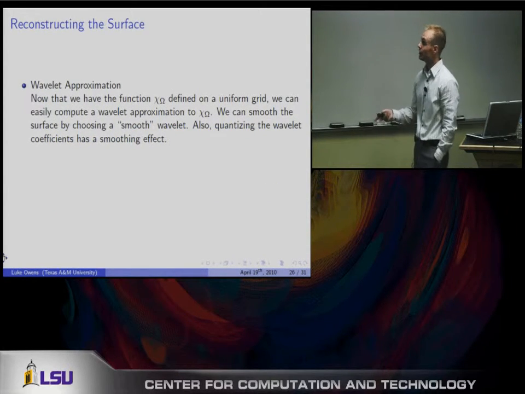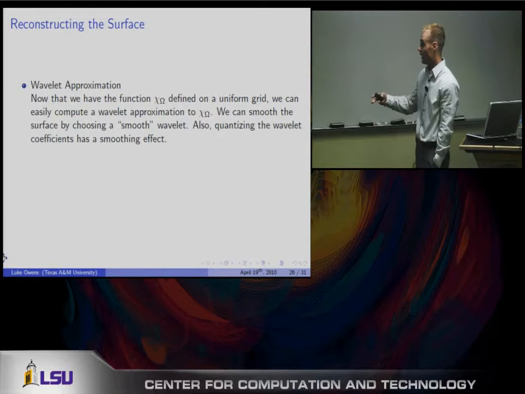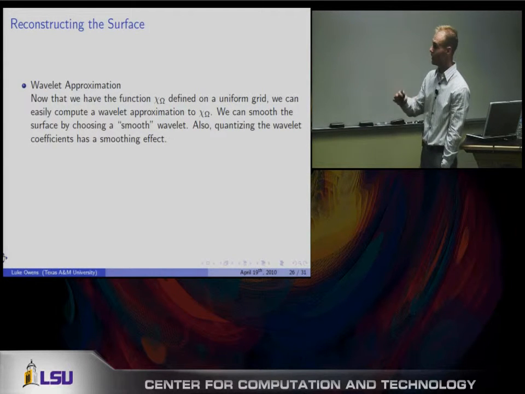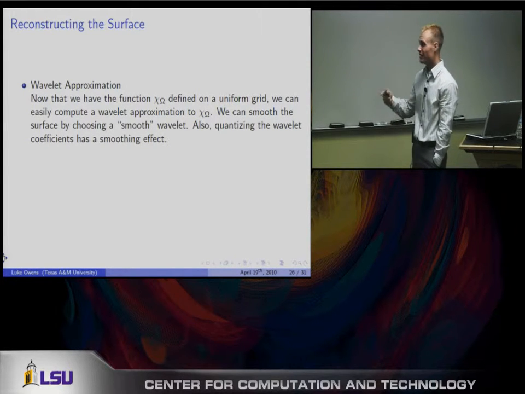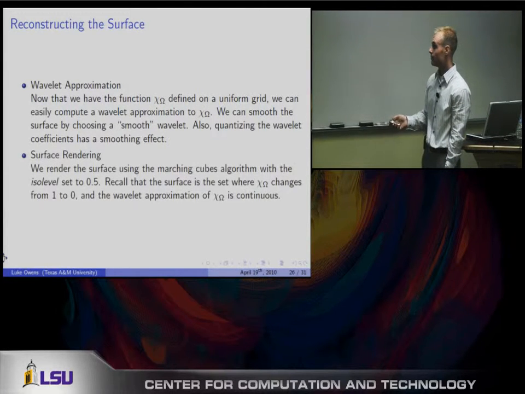Wavelet approximation, like I said, we're just sort of studying on this. We have a function called chi of omega, and we just do a wavelet approximation of that. Why we do that is it creates some smoothing. We can choose a smooth wavelet and also quantize, and there may be some PDE we can run that smooths it further, but we haven't gotten to that step yet.